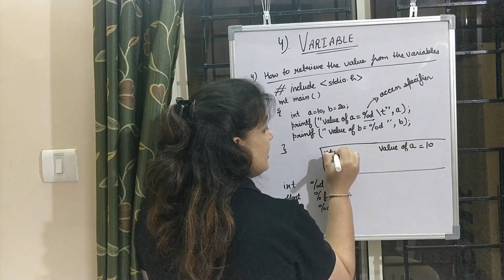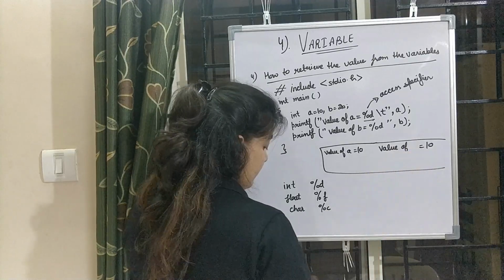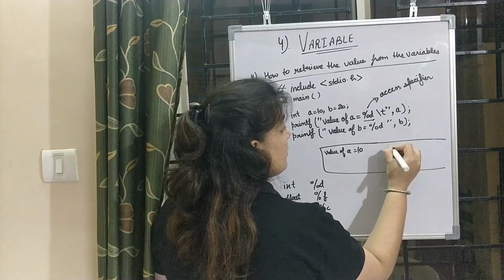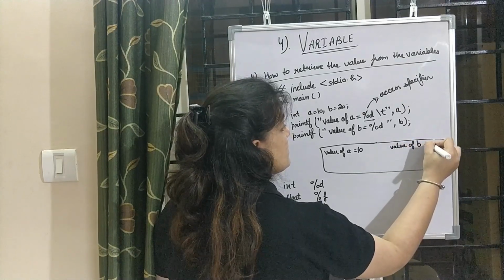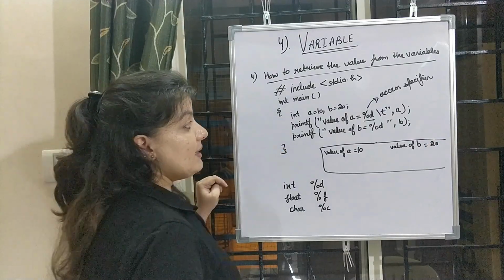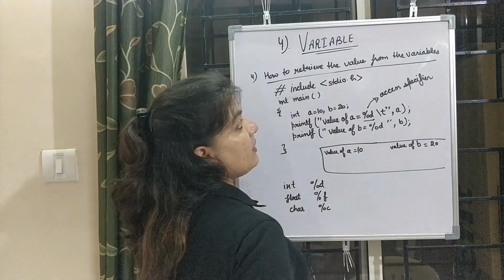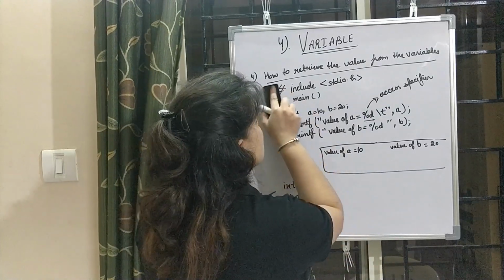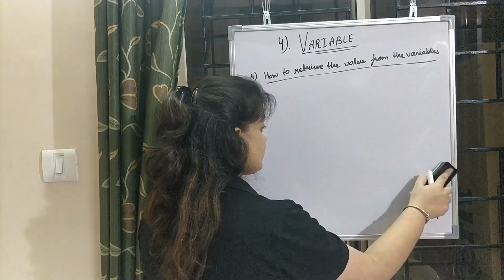So here the first value of a is equal to 10. Then we will take the value of b, that is 20. Okay, so like that we can retrieve the values from the variables. Now coming to the Java programming language, how do we retrieve the values from these stored variables?